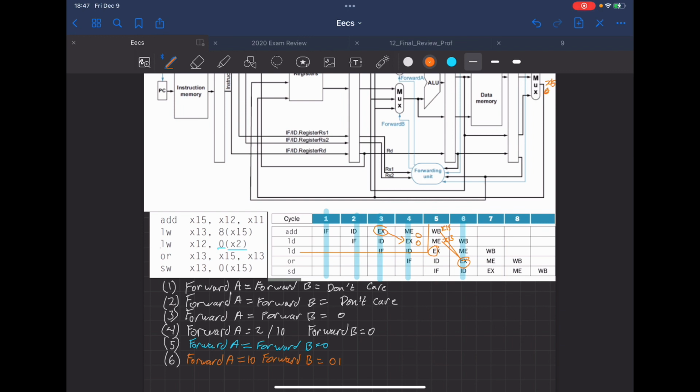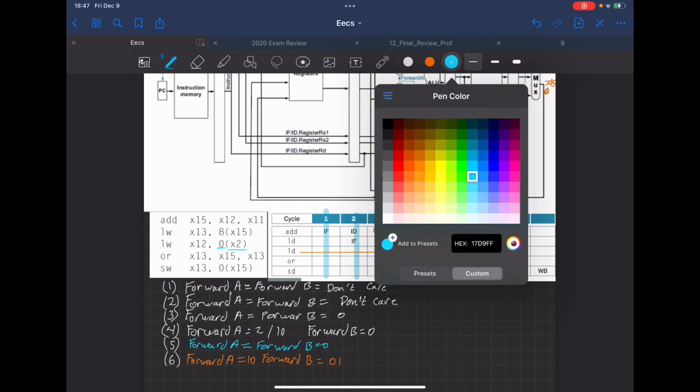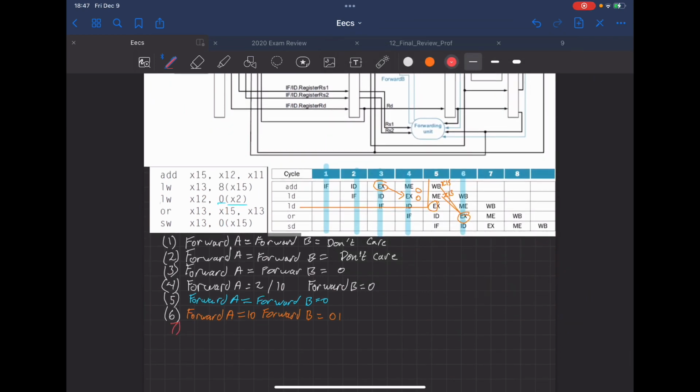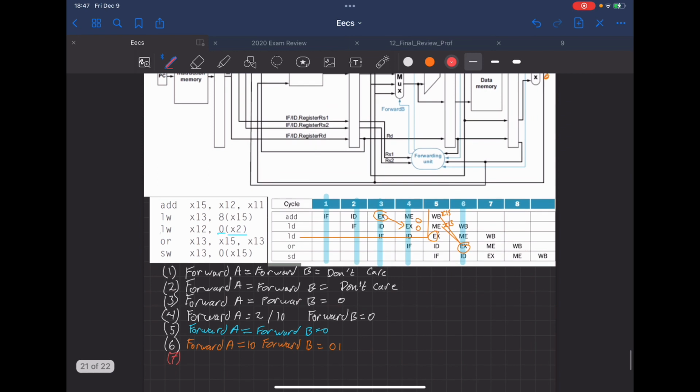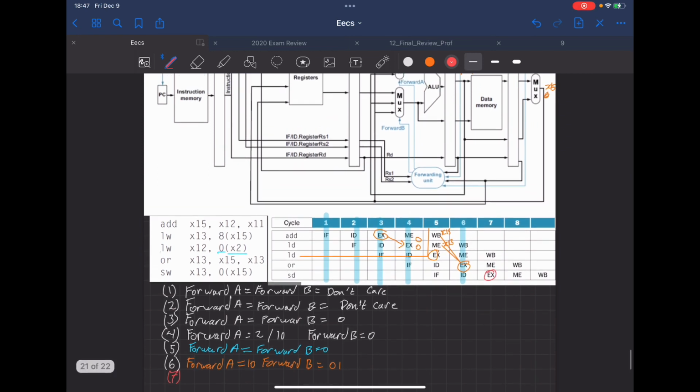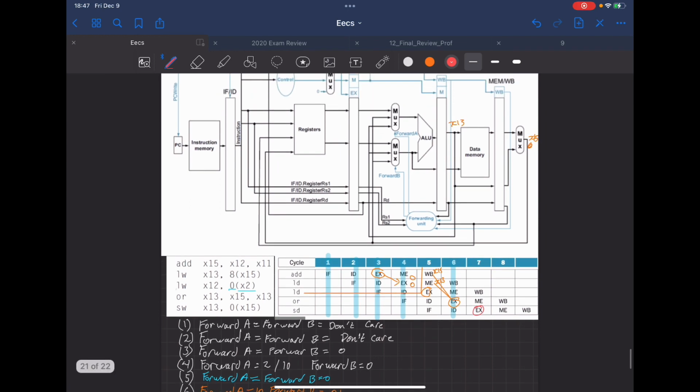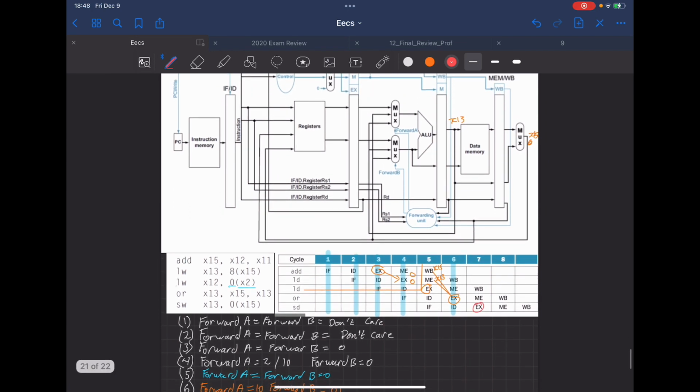And finally, for the 7th stage, we're going to choose a new color because why not? This one has been ridiculous. We'll choose a color I haven't used, red. So 7. Okay, and what's at the 7th stage? We have this execution of the store word, and that store word has a base address of x15. And again, it's in x15.